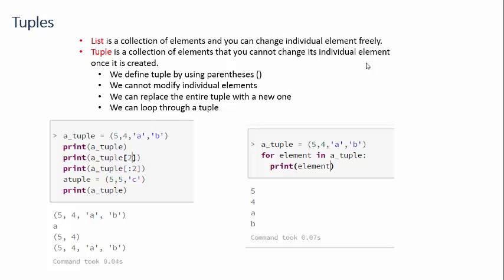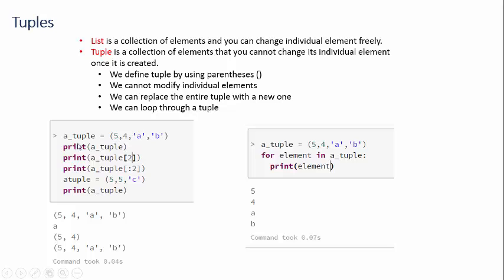We define a tuple by using parentheses, and when we define a list, we use square brackets. We cannot modify individual elements once a tuple is created. But we can replace the entire tuple with a new one that is newly defined. But you cannot change each individual element one by one. And you can loop through a tuple the same way as you loop through a list. But you just cannot change the elements within a tuple. So that is one example.